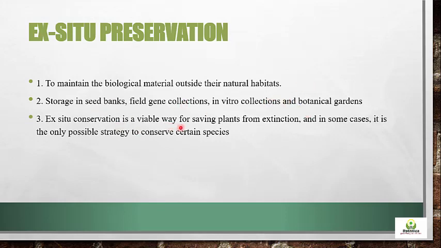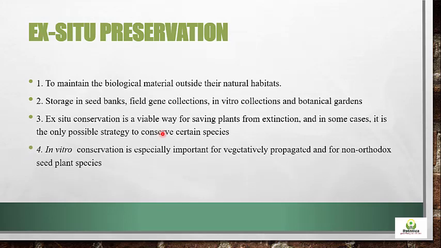Ex situ conservation is a viable way of saving plants from extinction, and in some cases it is the only possible strategy to conserve certain species, because we are not able to conserve some species by practicing in situ preservation. Why? Because those species are very restricted to an area, and because of urbanization or a certain project there may be a loss of the habitat, and now we are not able to grow that species in any other area in a natural habitat. So what we do is bring that species into laboratory condition, ex situ condition.